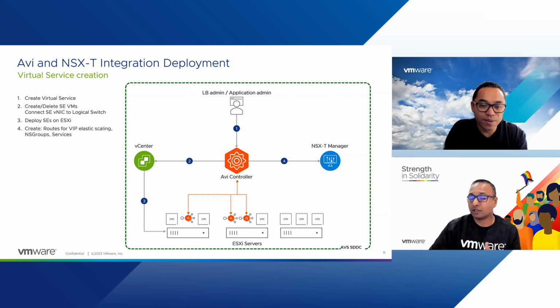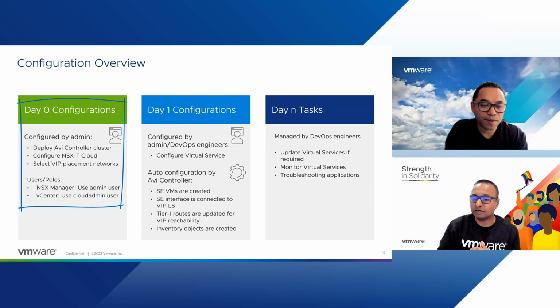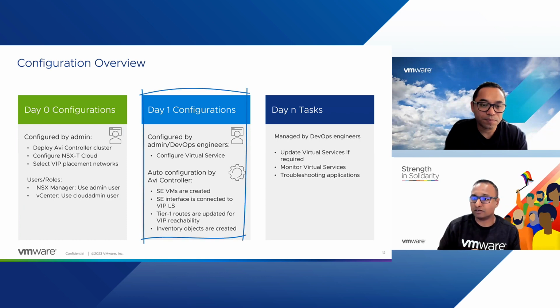Really nice. Correct. So basically, if I have to summarize everything from a day 0, day 1, and day n function, on day 0, the admin is going and deploying the controller, doing an API integration into NSX-T and into your vCenter, and making sure of the user roles: when you're integrating into the NSX manager, it has the admin user right. Similarly, the vCenter user has the cloud admin user right. Once that is done, on day 1, your DevOps engineer is ready to go and deploy the virtual service. And the AVI controller would deploy your service engine and your virtual service for that particular application.